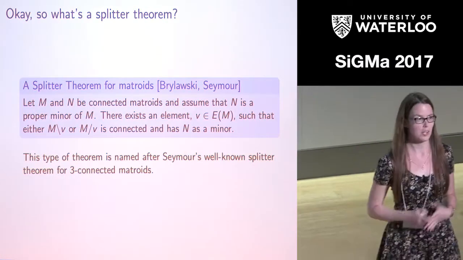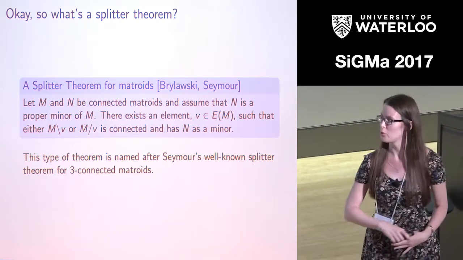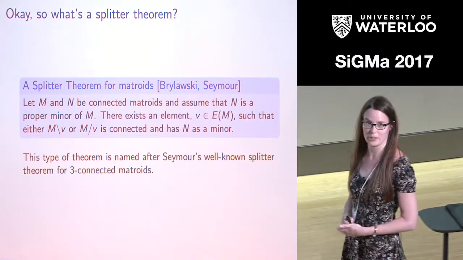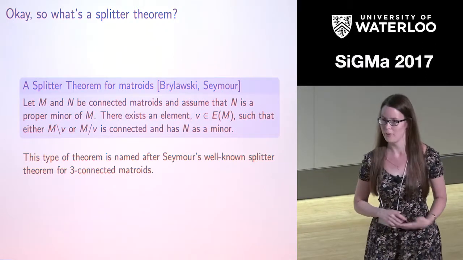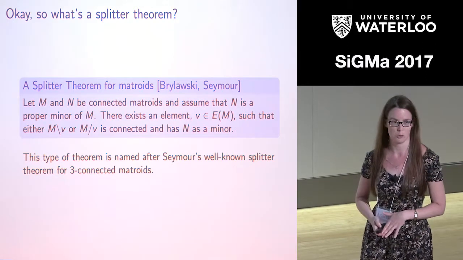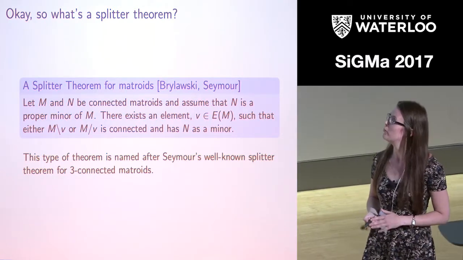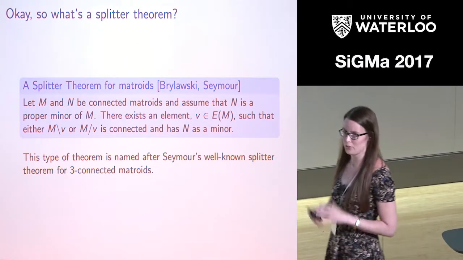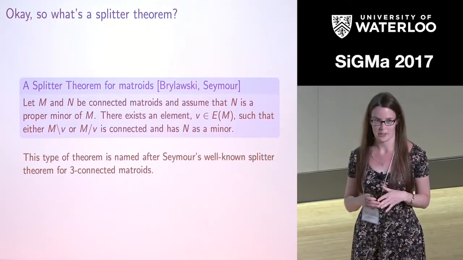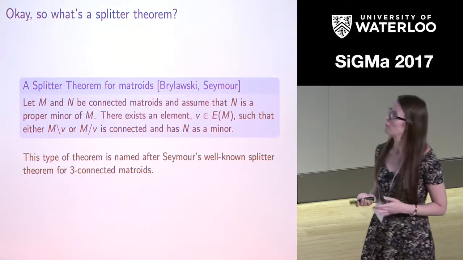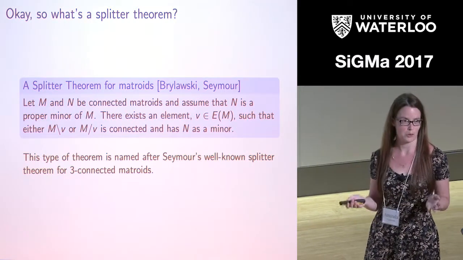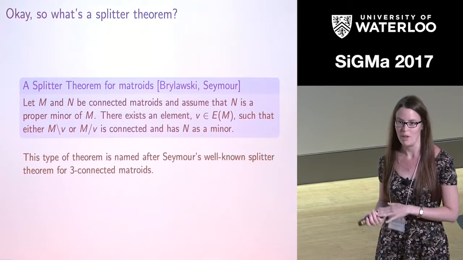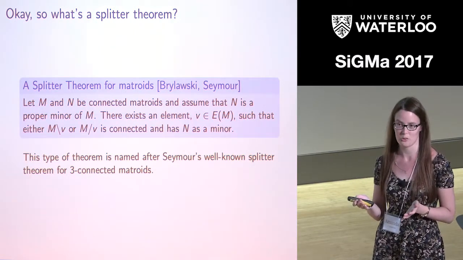I'm not going to talk about any more definitions with clutters, and I'll instead go on to talking about splitter theorems. So yesterday, James told us about Seymour's splitter theorem for 3-connected matroids. And you get a whole bunch of other splitter theorems as well, which are all named after that original one. And the one I'm concerned with is this one up here, which was proved independently by Brailovsky and Seymour. And so that says you've got some connected matroid, and then you've got another connected matroid contained inside that one. And the theorem says that there's some element in your big matroid M, so that either the deletion or the contraction is also connected. And furthermore, you still have this second smaller matroid as a minor still.